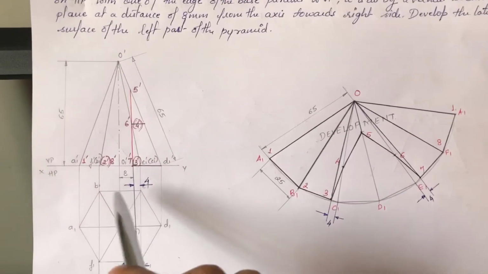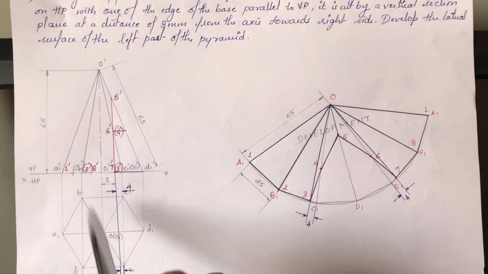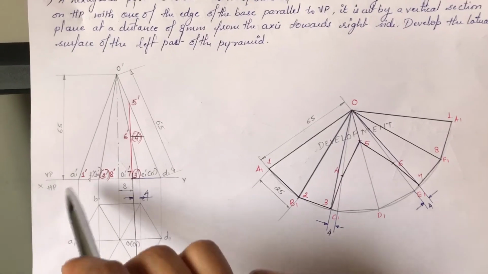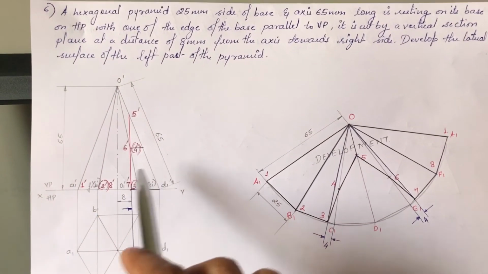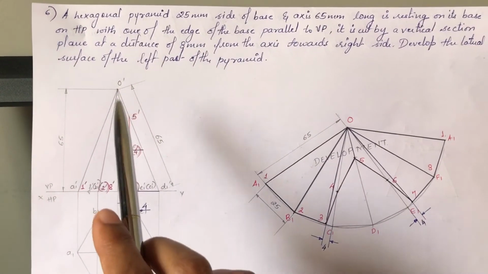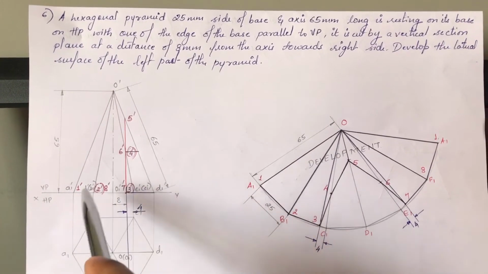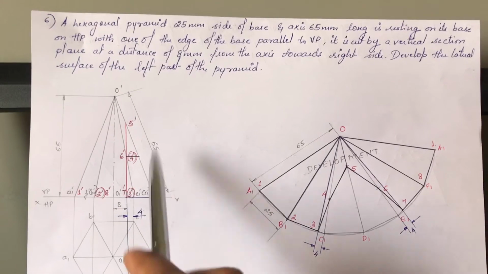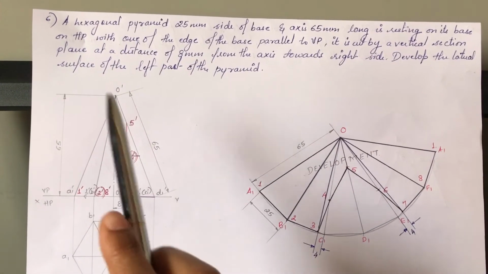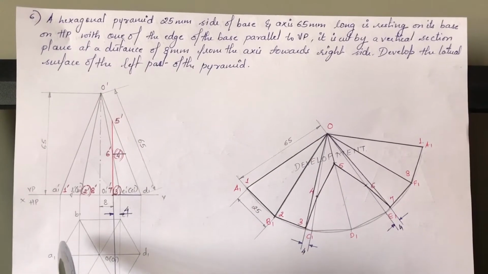Once you do this, label it ABCDEF, and then you have to project all the points up such that you get the front view of this hexagonal pyramid, with the axis height of 65 mm. Once you get this, mark all the points and join them all. Now let us go for sectioning.